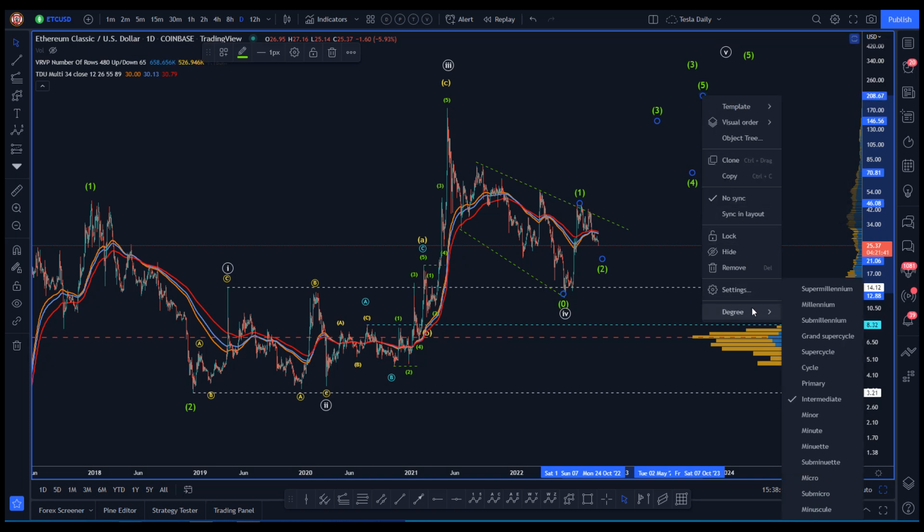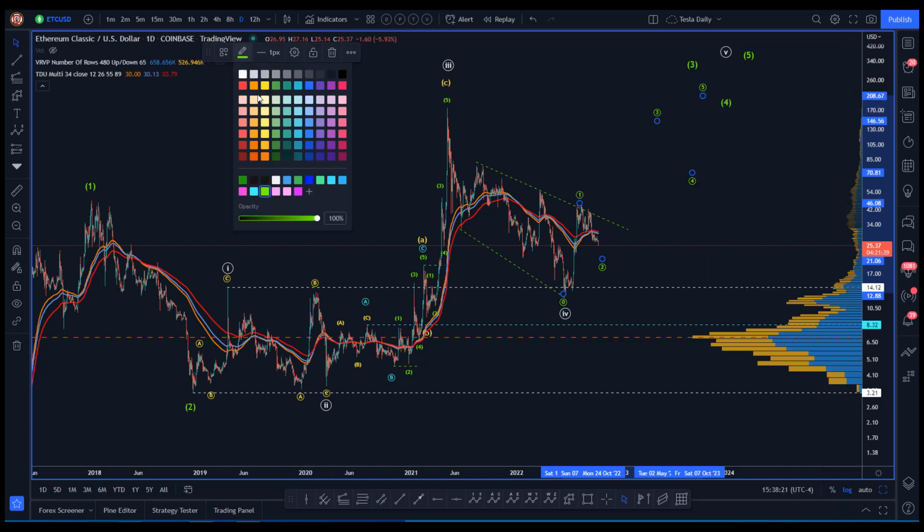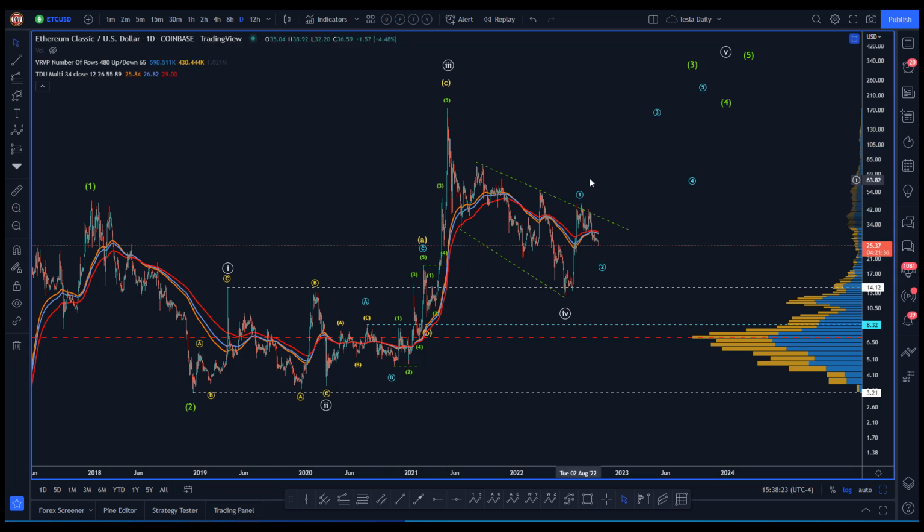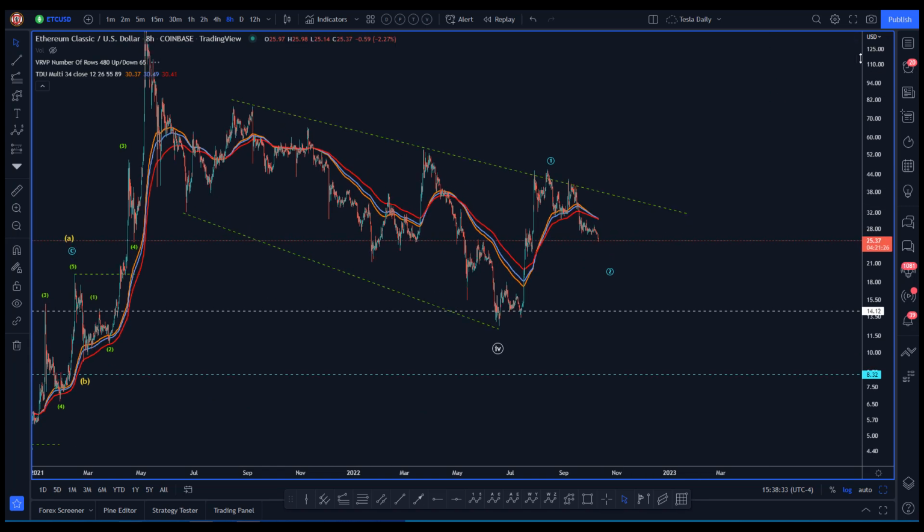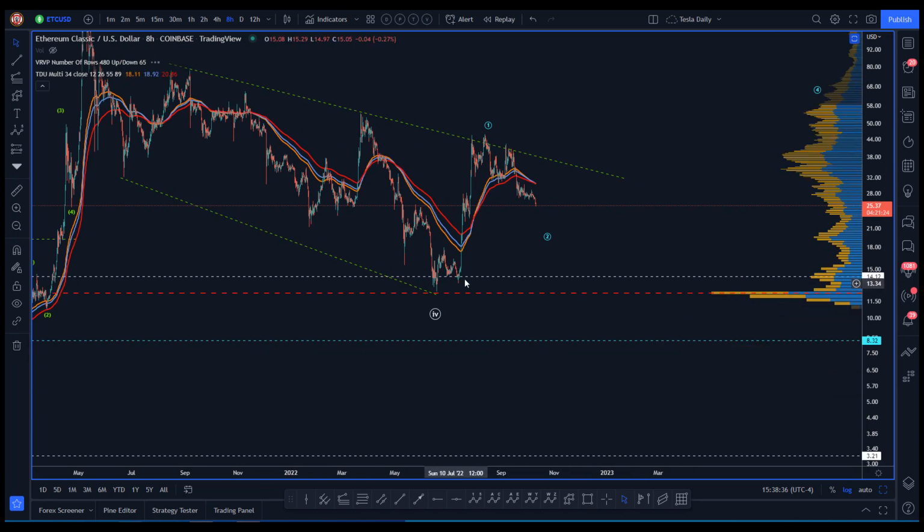Now, I was trying to right-click that. Let's go down to micro. Let's get out. We've got a whole lot of green on this one. 1, 2, 3, 4, double top 5. Well, let's go 8 hour here and take a closer look at that. Do we have a good finish? Well, the 2 sure looks pretty.